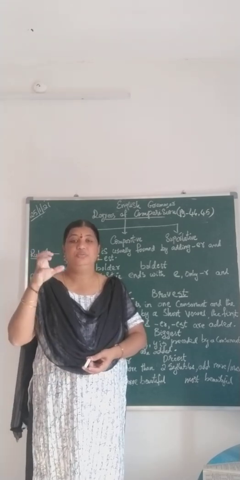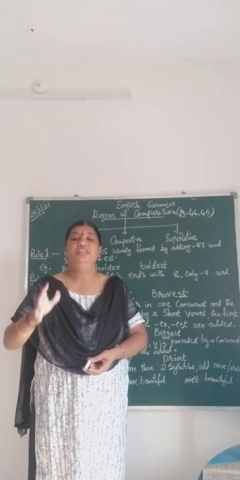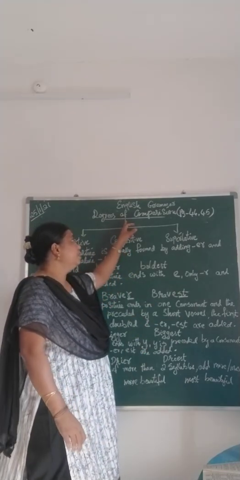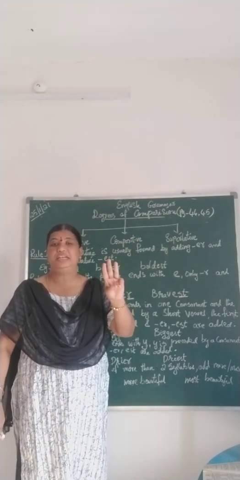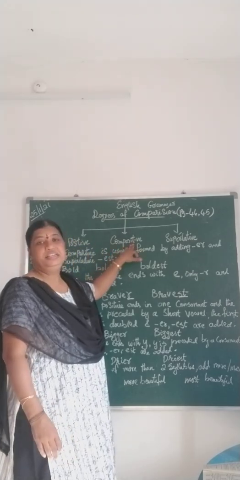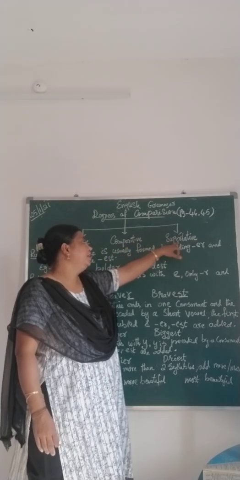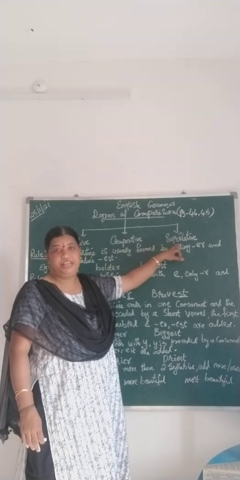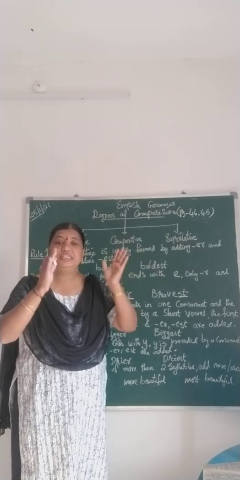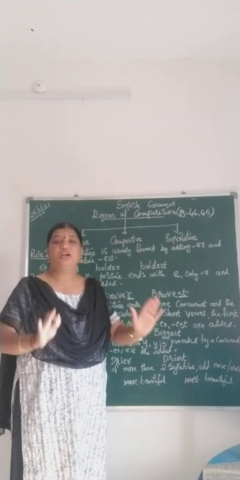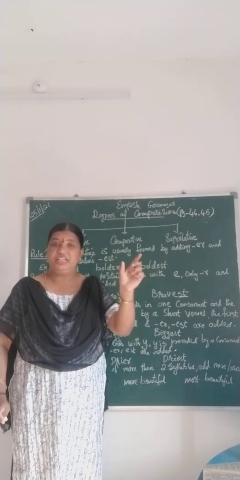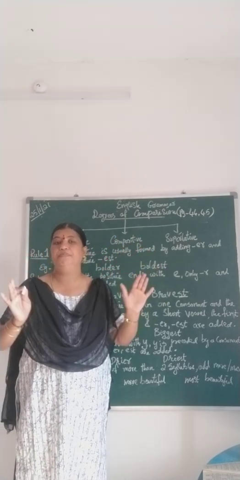Now, to use the adjectives in a proper way, there are certain rules also. Okay, children? Mainly, degrees of comparison is divided into three types: positive degree of comparison, comparative degree of comparison, and superlative degree of comparison. What is positive? If the adjective is in a very simple form, then we call it positive degree of comparison.